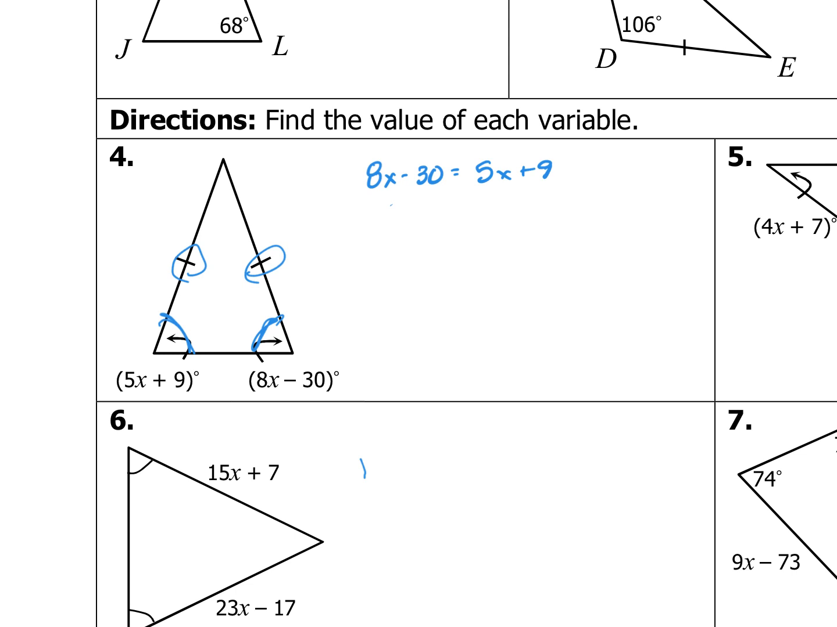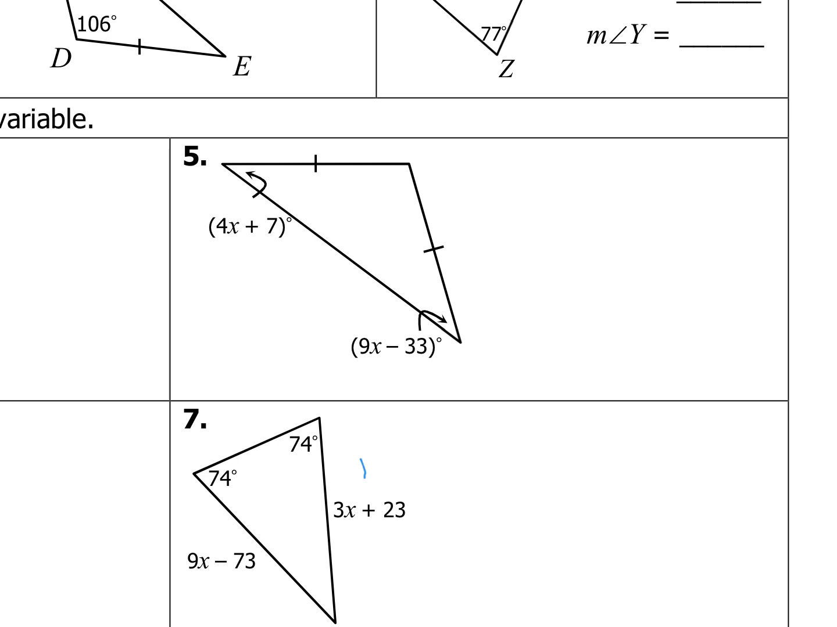And now we just solve. So we're going to subtract 5x from both sides. And then we're going to add our 30. And then we're going to divide by 3. So we're going to get x equals 13. And since all we had to do is find the variable, we are done with that problem. All right, looking at number 5, same kind of deal.